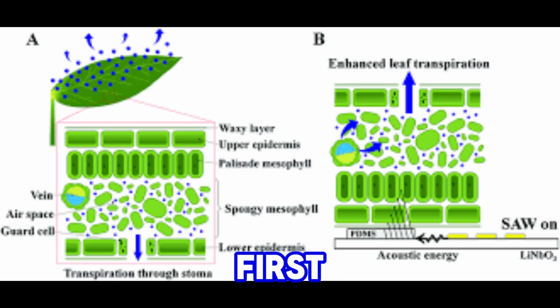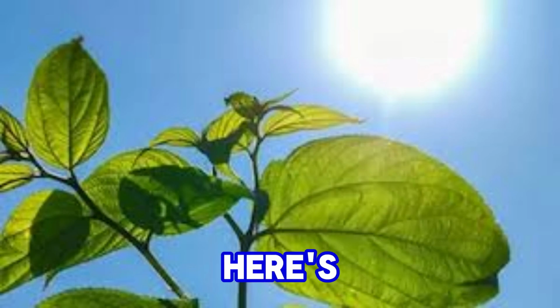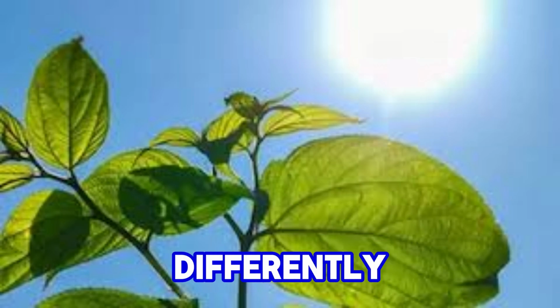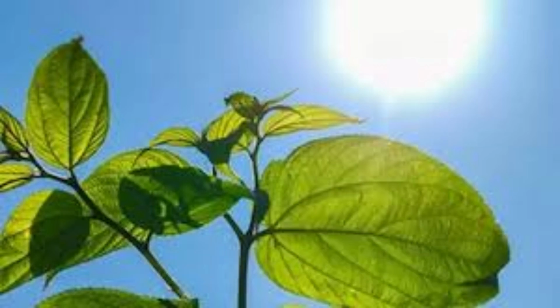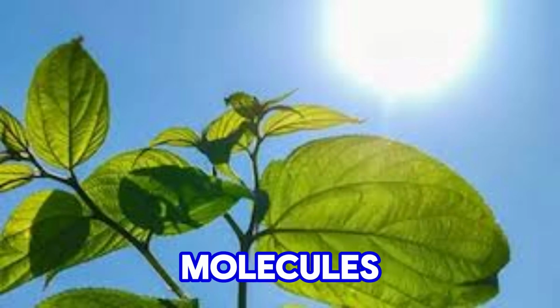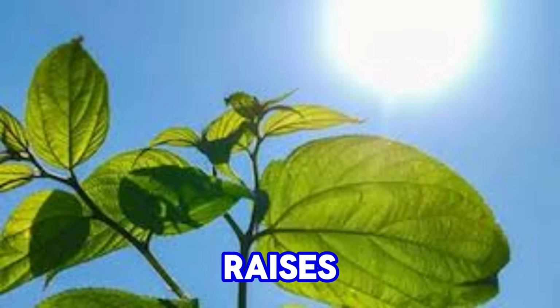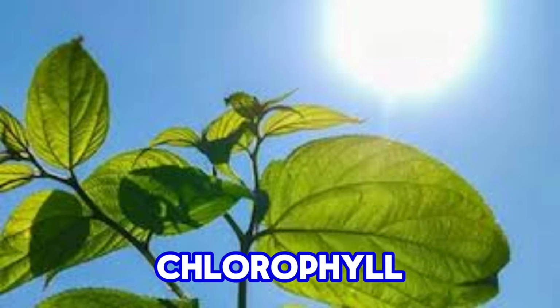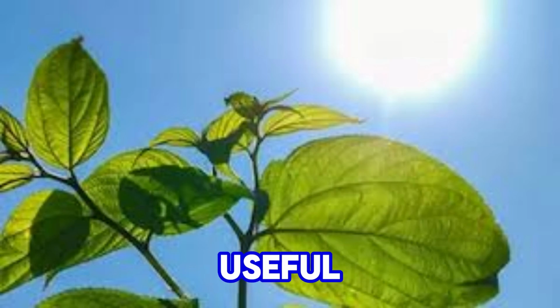And now comes our first surprising fact. Here's something fascinating: plants don't use all colors of sunlight equally. Different wavelengths interact differently with photosynthetic pigments. So when you look at a green leaf, you're not simply looking at green. You're looking at the result of a sophisticated interaction between light and biological molecules. And this raises an even bigger question: how does chlorophyll actually turn a photon of light into useful chemical energy? That's where the first stage of photosynthesis begins.